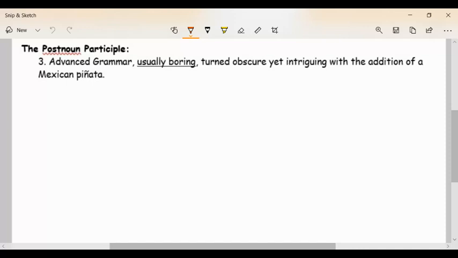So like number three, advanced grammar, usually boring, turned obscure yet intriguing with the addition of a Mexican pinata. There's actually a couple of different interesting things going on here. Right here, I have a participle, advanced, in front of the noun, grammar. I have a participle afterward, boring, which is also describing grammar. And then we're going to find that intriguing is also a participle.